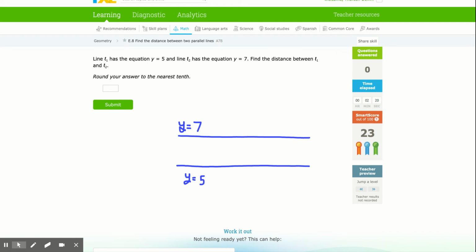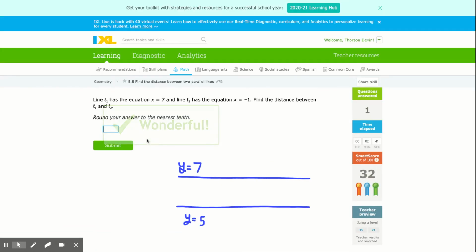Welcome. In this lesson, we're going to learn to find the distance between two parallel lines. Now, if the lines happen to be horizontal, like the two given, y equals 5 and y equals 7, it's not hard to find the distance between two horizontal lines. It's just the distance between those y values. Distance between 5 and 7 is 2. Type in 2 and you're good.